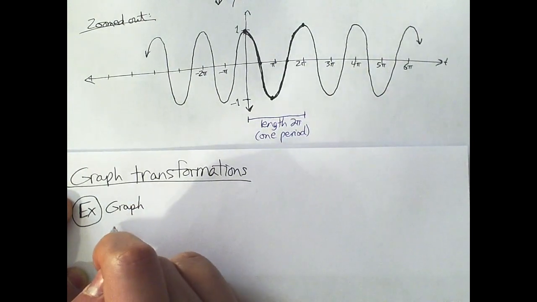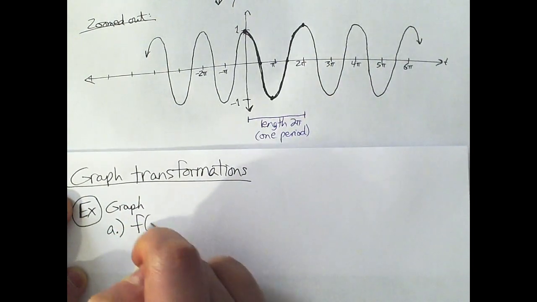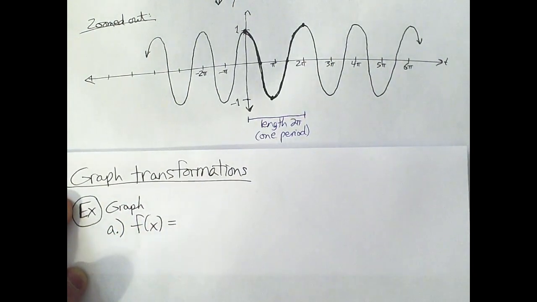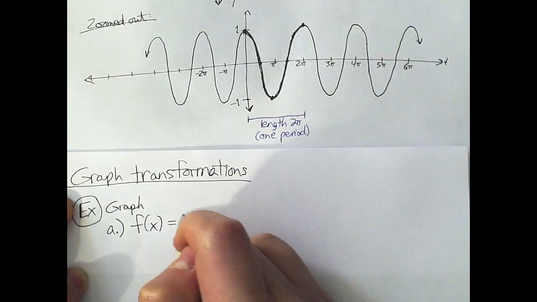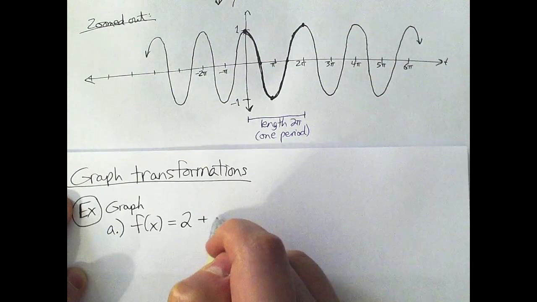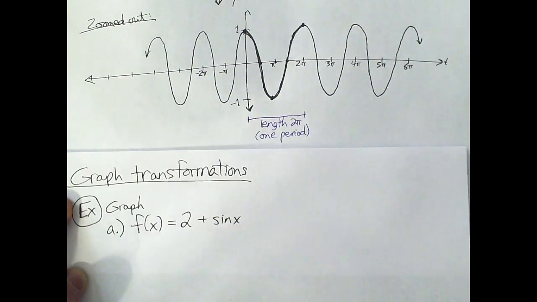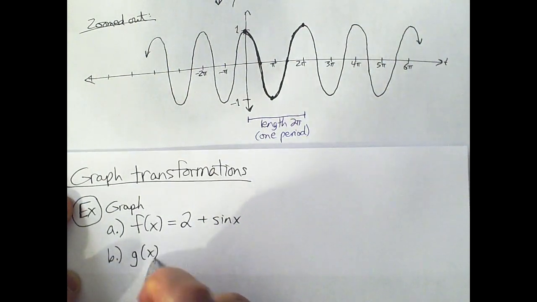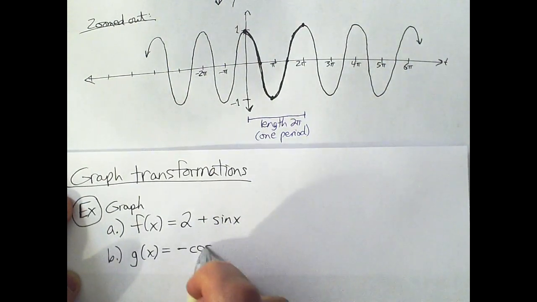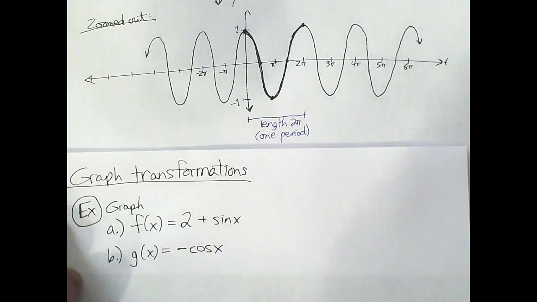But a lot of times in math, when we deal with functions, we like to call things f of x. We like to call things y equals f of x. So I want to say, let's graph f of x equals 2 plus sine x. And let's graph g of x equals negative cosine x. And I'll do these for us. I'll talk us through this.